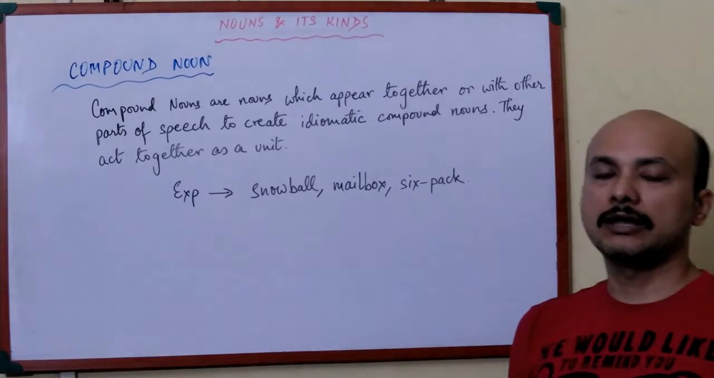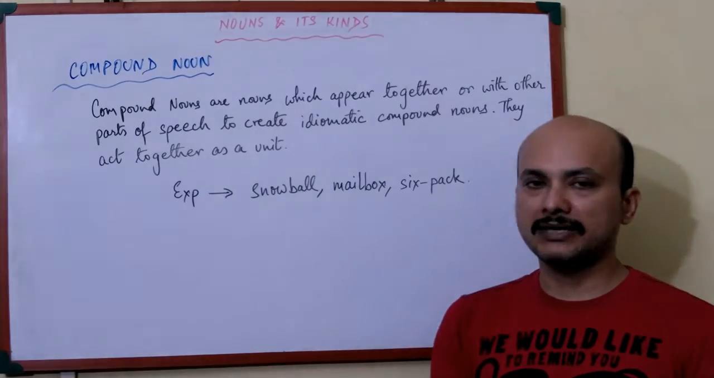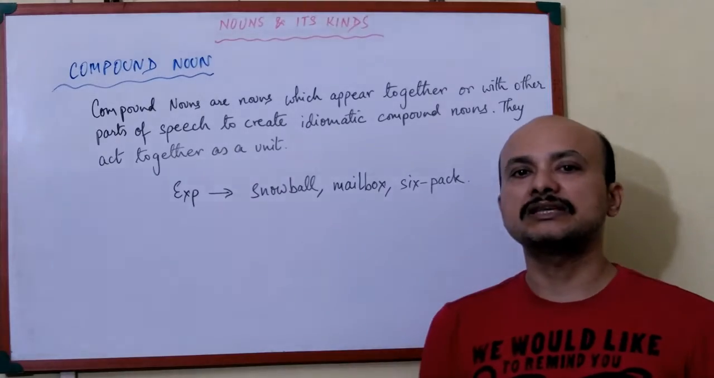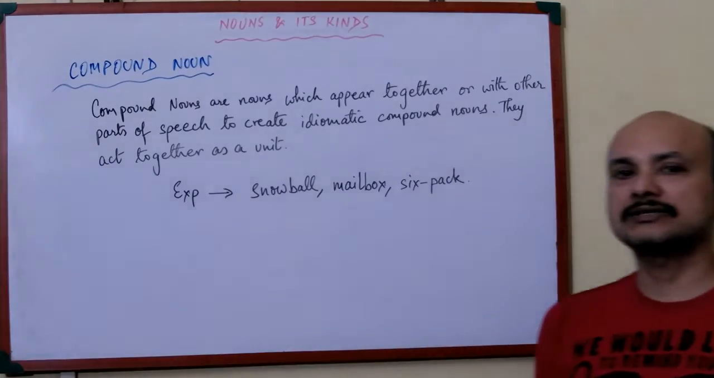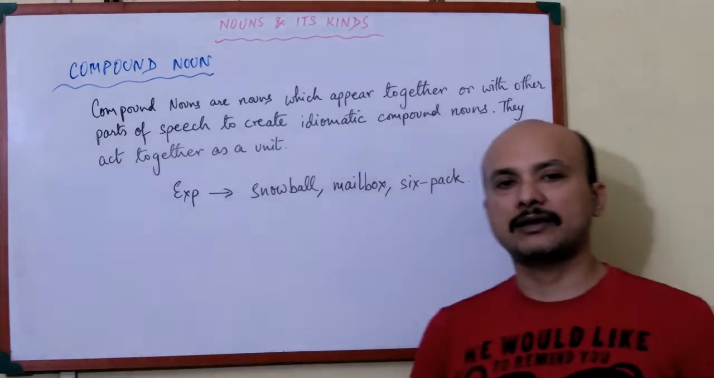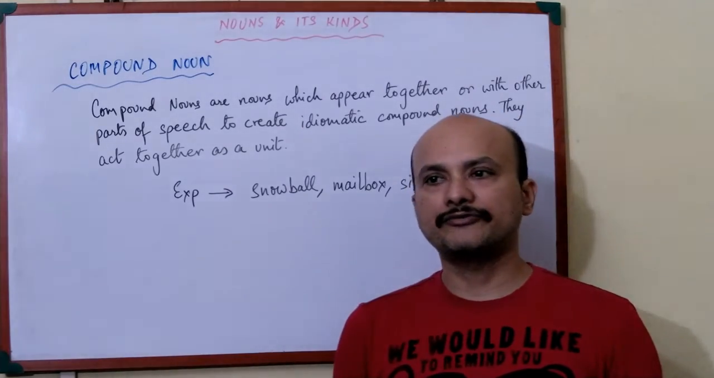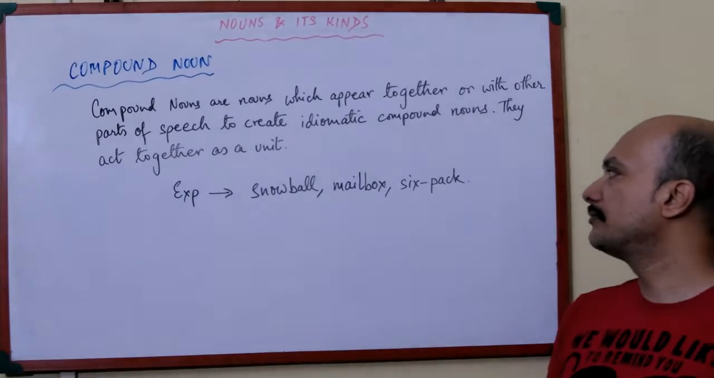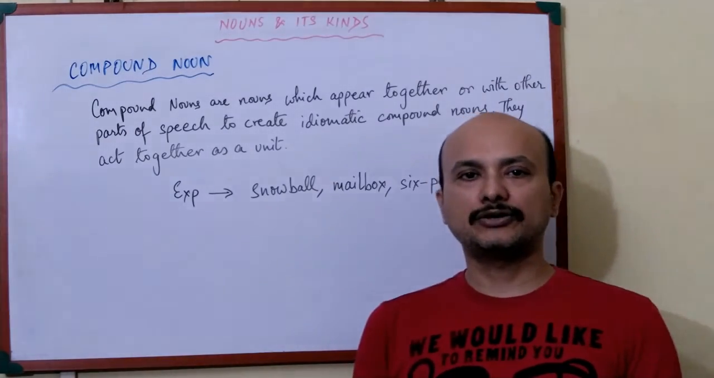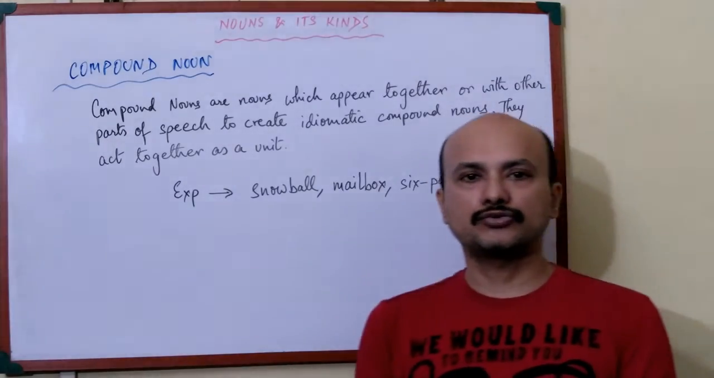They are only one noun. Snowball. Mailbox again. Mail is separate, box is separate. We combine these two together to make one word, which is mailbox. Taken together, it's a compound noun. Again, six-pack. Again, six is different. It's an adjective, and you refer to it as a number. And pack is combined together with a hyphen. They act together.